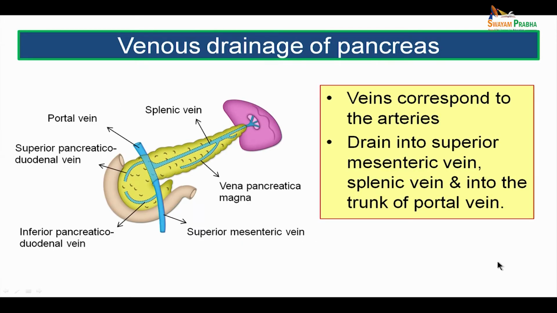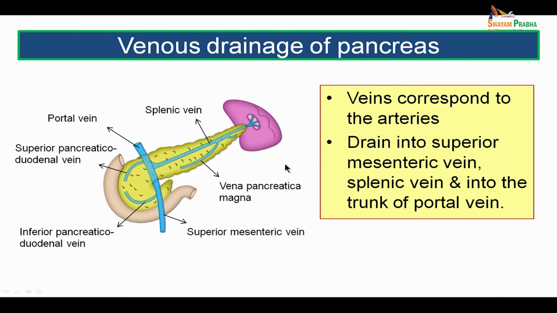Going on to the venous drainage of pancreas, veins correspond to the arteries and they drain into the superior mesenteric vein, the splenic vein and into the trunk of the portal vein. This is a posterior view of the pancreas. No, sorry, I will repeat.